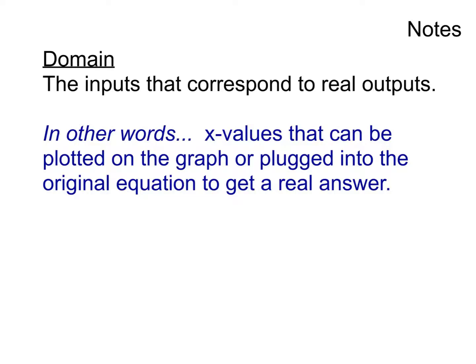So what I hope that you notice as you take a look at these notes is that this is really close to our definition of range. Range was all of the possible outputs that corresponded to real inputs. So basically, domain is just the other side of range. It's doing the same thing. It's the same kind of idea. Basically, since we describe range as a description of y values, domain is a description of the x values.